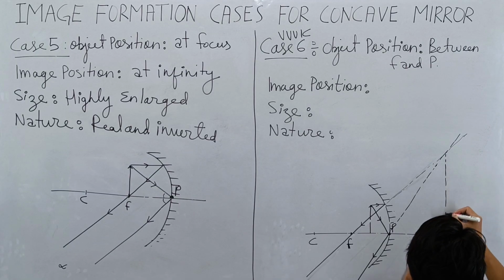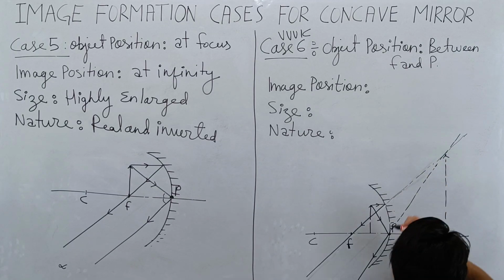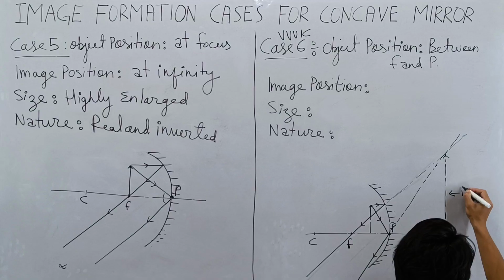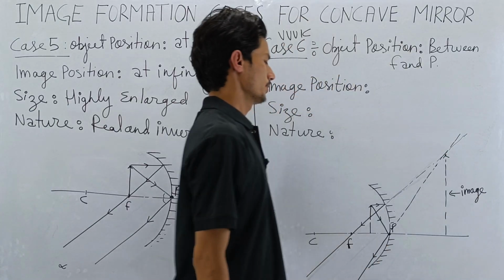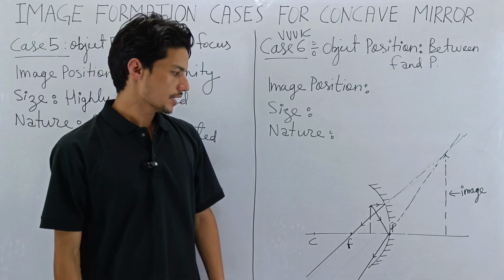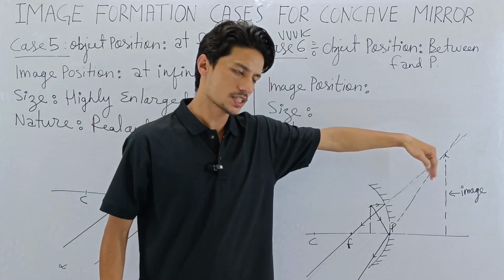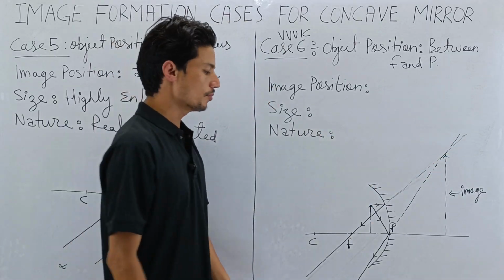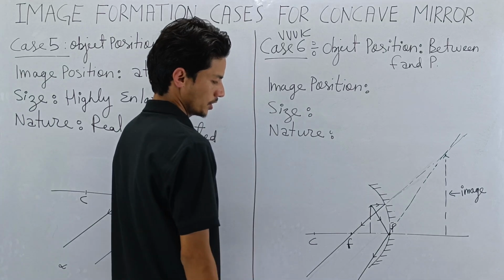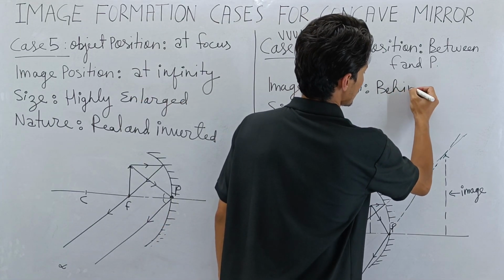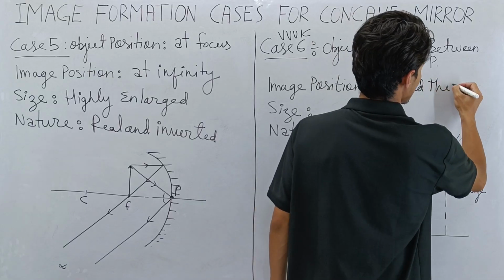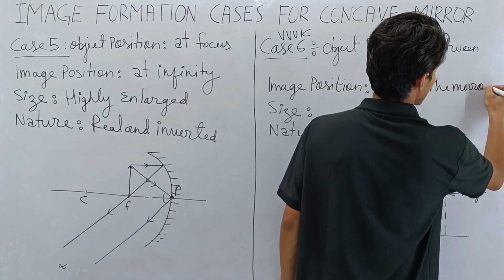So this is the image. Where is it formed? It is formed behind the mirror. So for image position, just write: behind the mirror.